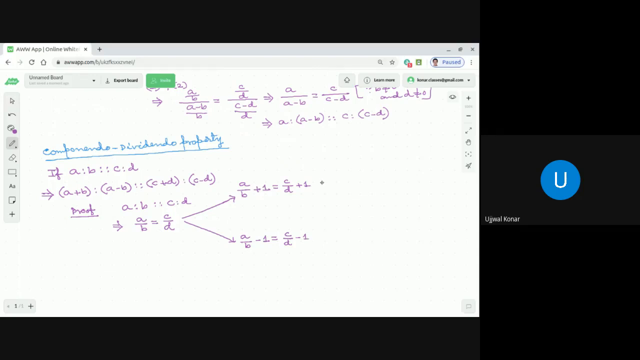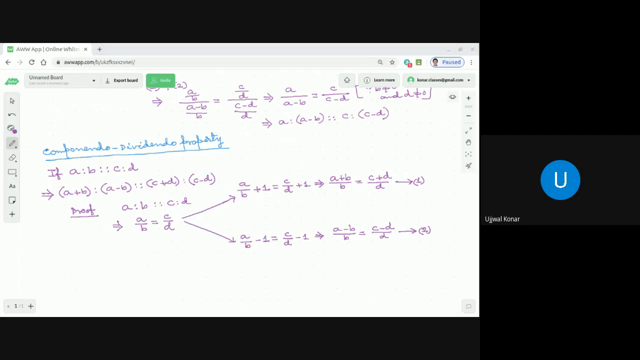Now a by b plus 1 is equal to c by d plus 1 tells what? It tells that a plus b by b is equal to c plus d by d. Similarly, a by b minus 1 is equal to c by d minus 1 tells that a minus b by b is equal to c minus d by d. Correct? So a plus b by b is equal to c plus d by d, that we give as equation 1, and a minus b by b is equal to c minus d by d, that we give as equation 2.